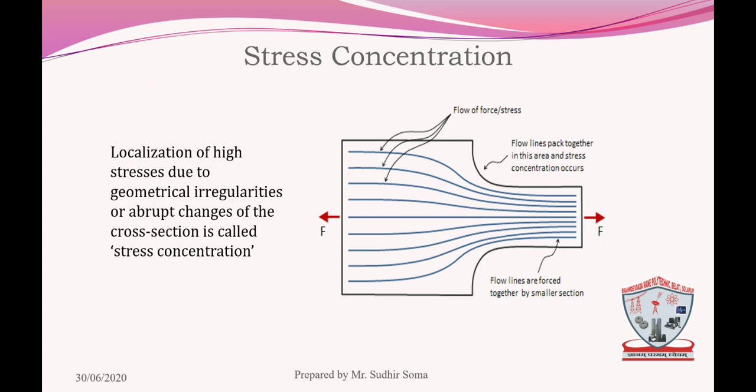So, what does stress concentration mean? It is the irregularity in the stress distribution caused by discontinuities. You can also define it as abrupt changes of cross section.